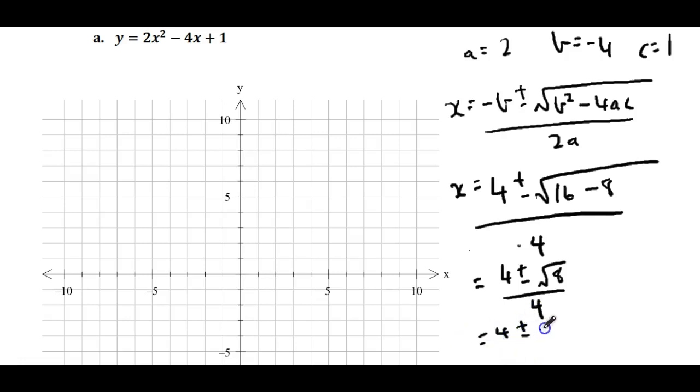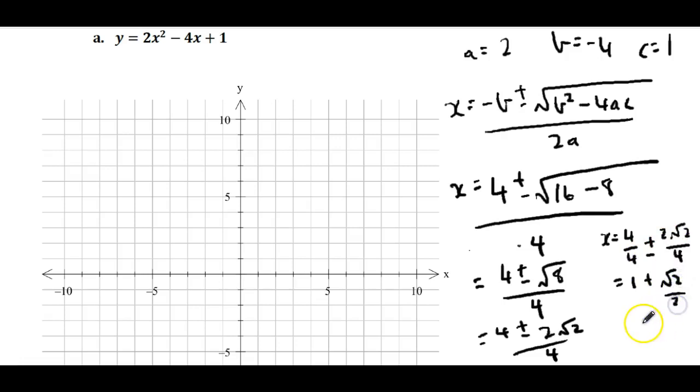So square root of 8 simplifies to 2√2. And I'm running out of room. Let's see if I can squeeze it in over here. So that means I have x is equal to 4 on 4. See how I'm separating the fraction? So 4 on 4 is 1. I could have done minus there. And then that's √2 on 2. And then we also have 1 minus √2 on 2.